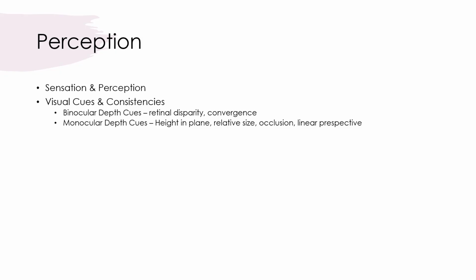Occlusion is when one thing covers another, so the thing covering the thing behind it will generally be perceived as being closer. And then linear perspective is like the railway tracks where you've got two parallel lines but they look like they're converging at the end. So those are your visual cues and your constancies.